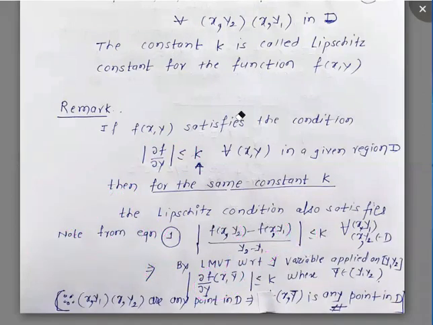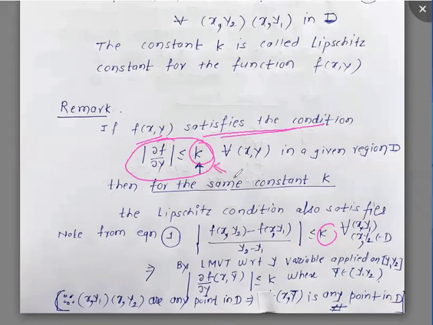So if the partial derivative of the function f, which is a function of two variables, with respect to y is smaller than k, then for the same constant k, the Lipschitz condition also satisfies. That is, the Lipschitz constant will be the same, which we get in this equation, that mod of partial derivative of f with respect to y is less than or equal to some constant k. So the same constant k can be used in the Lipschitz condition.